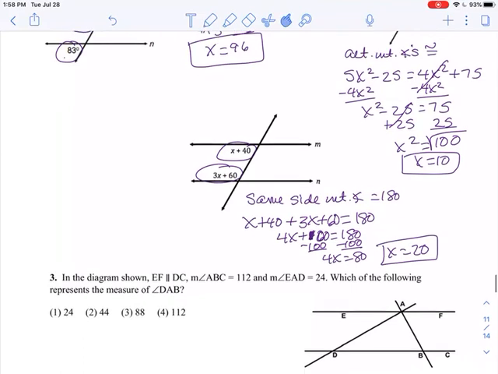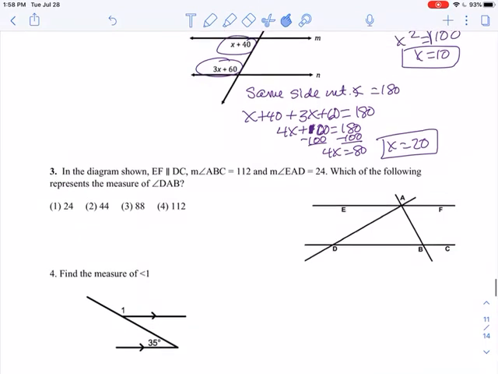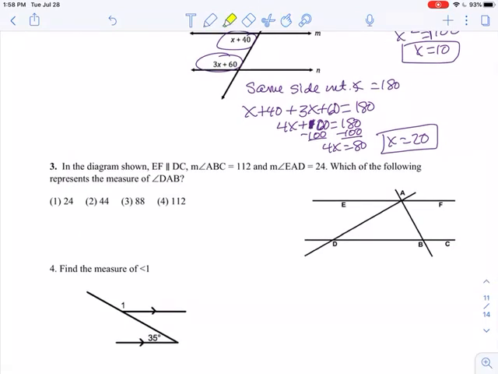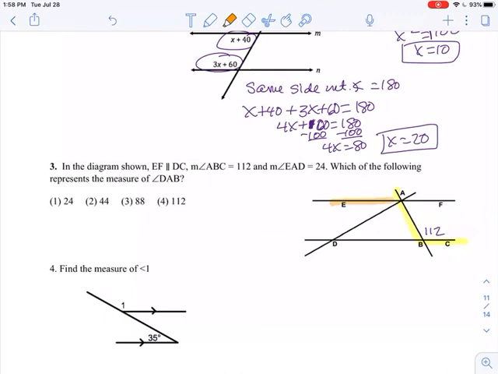All right, then I have a quick multiple choice one. So in this diagram, the lines are parallel, so all those rules apply. Measure of angle ABC is 112, so just follow the order of the letters. A, B, C. I can even highlight it if that will help you. A, B, C is right here. That's 112. And EAD, so EAD is right here. EAD is in orange. EAD is 24. And they want me to find DAB, which is right here where I'm putting the dot.